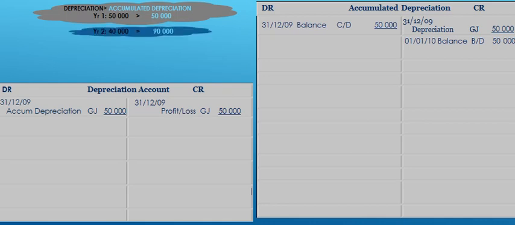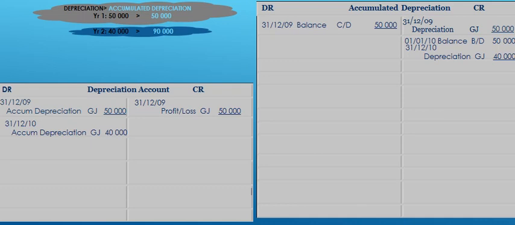In year 2, the depreciation was calculated as 40,000 rand. This entry will then be recorded on the debit side of the depreciation account at the end of 2010. It will be shown as accumulated depreciation from general journal, the entry 40,000. In the accumulated depreciation account, the entry will be credited at the end of 2010 as depreciation posted from the general journal, the amount 40,000.